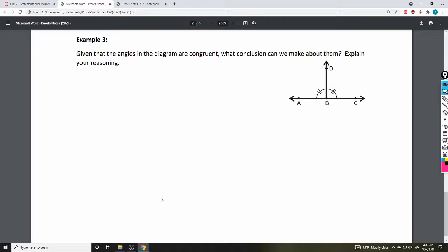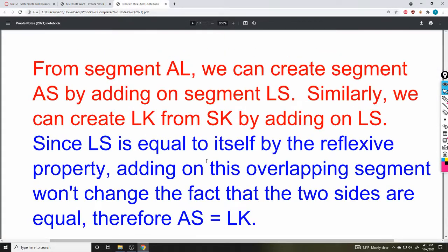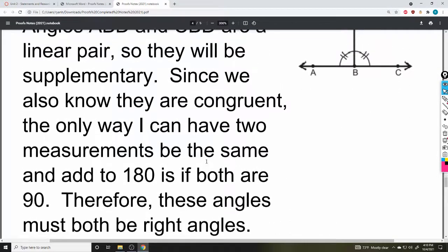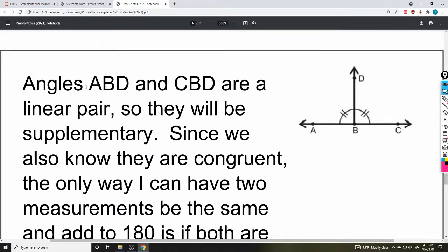All right. Hopefully, you were able to reason yourself to the fact that both of those angles would have to be right angles, 90 degrees. And again, I'm going to show a couple different ways we can argue this, that we can explain this. Here it is just written out as a paragraph. Angles ABD and CBD are linear pairs, so they'll be supplementary. In other words, they're going to add to 180.